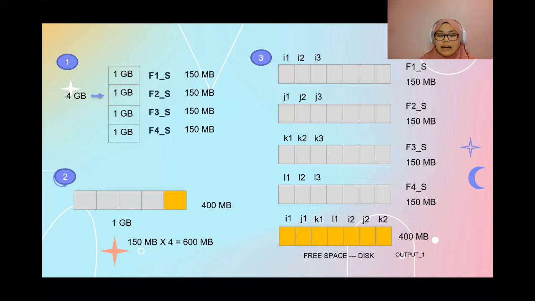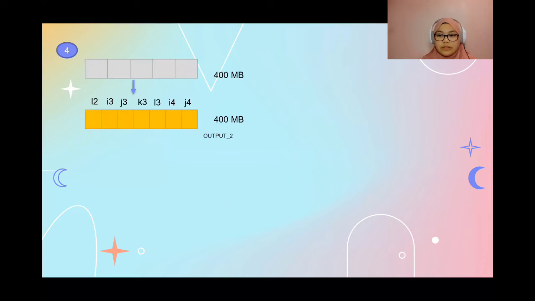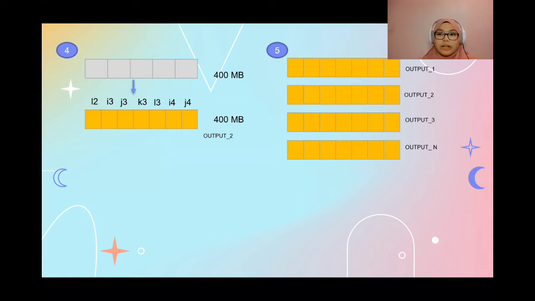Okay, after we got output 1, we have to empty it again. After we empty it, we fill it with the continuous array and name it output 2. So we do the same thing until there is a bunch of output files. You can see at step 5, we have output 1, output 2, output 3, and so on until output n.